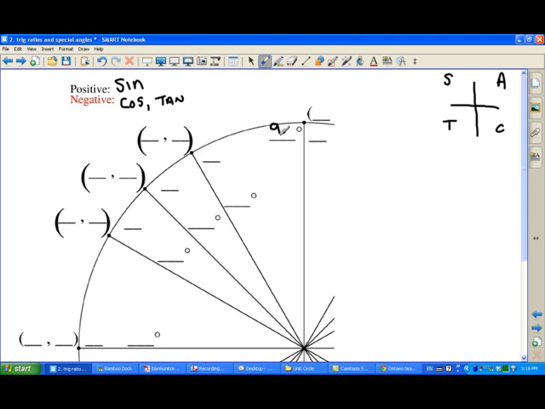So continuing on with our rotations, if we start at 90 degrees, we keep rotating to find our special angles. Our next special angle is going to be 120 degrees, 135, and then 150, followed by our straight line of 180 degrees. And at this coordinate, our x value would be -1, and our y value will be 0.